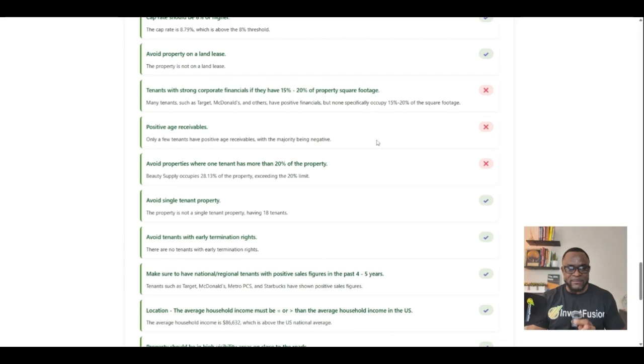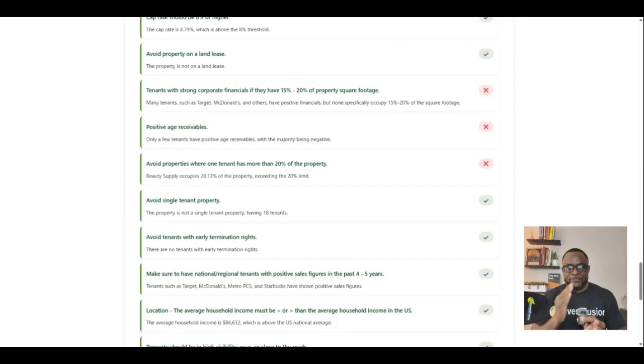What about aged receivables? It says only a few tenants have positive aged receivables, with the majority being negative, which makes sense. Now it says here, avoid properties where one tenant has more than 20%. So this was the tenant I was talking about. It said the beauty supply store occupies 28.13% of the property, exceeding the 20% limit. Now, that is one of the red flags you want to understand here.